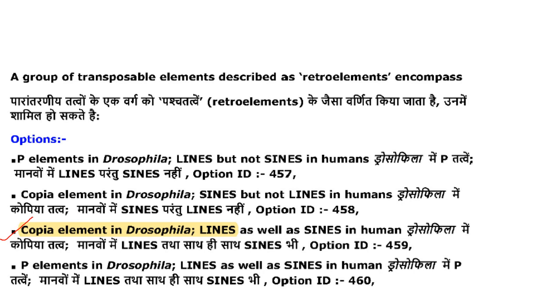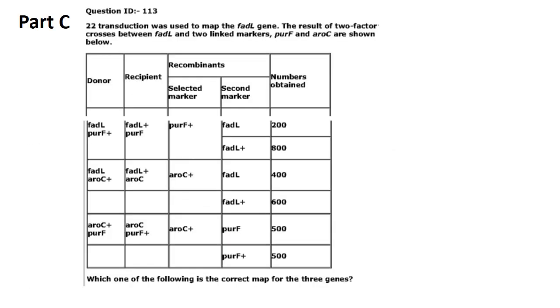Then next one. A group of transposable elements described as retroelements encompass. So out of these, P elements in Drosophila, LINEs but not SINEs in human. LINEs and SINEs are also retroelements. So if you see the third option, that is copia elements in Drosophila, LINEs as well as SINEs in human. So answer here is option 3. Then next one.